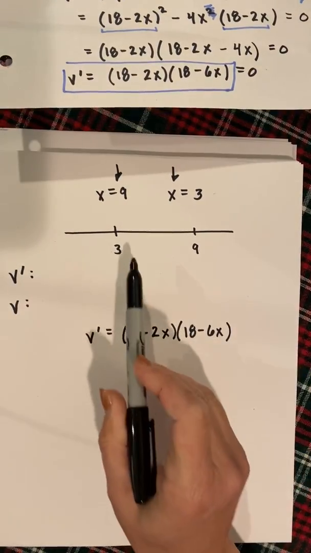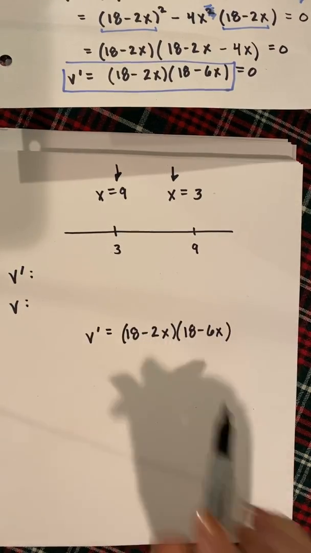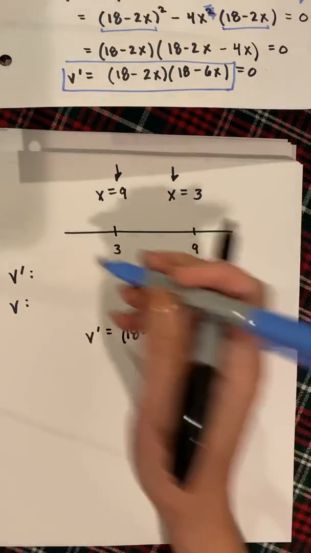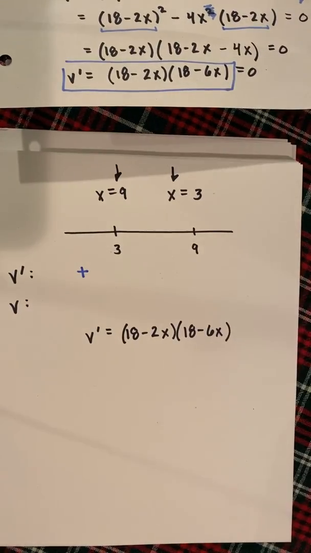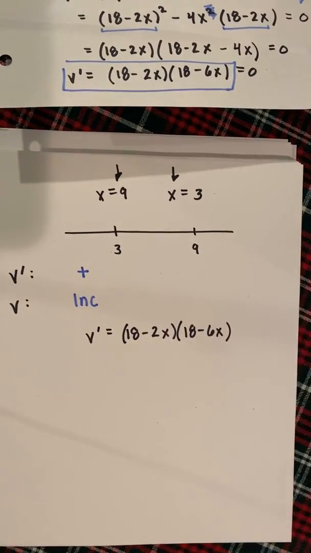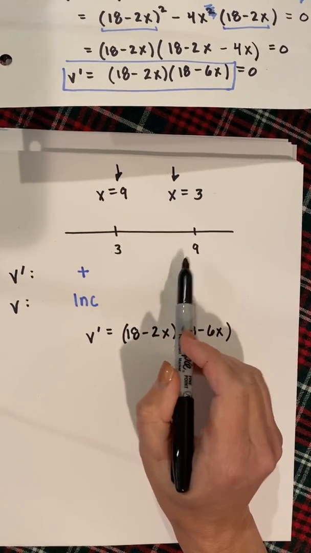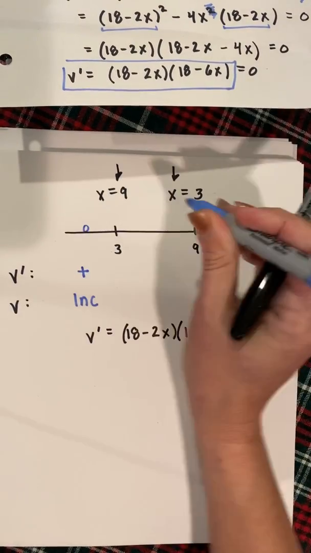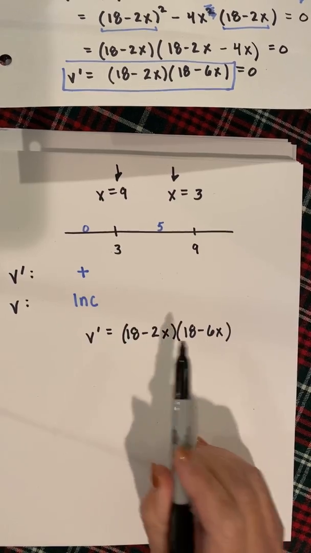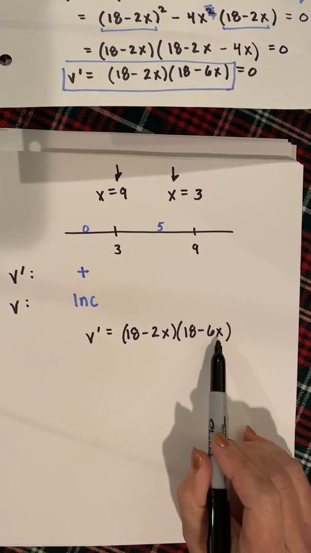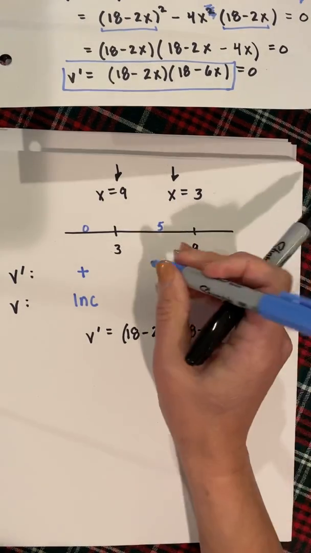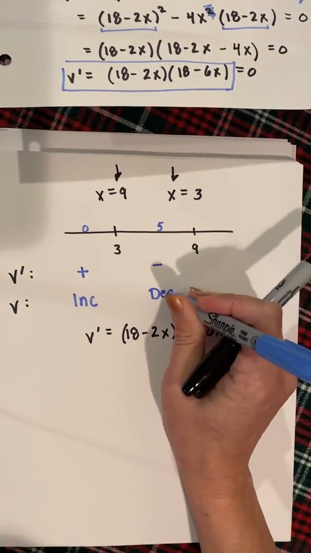So if I pick my favorite number to the left of 3, let's say 0, and I put 0 in here, I get 18 times 18. So my derivative is going to be positive. So my original function will be increasing to the left of 3. I pick my favorite number between 3 and 9. I'm just going to say 5. If I put 5 in here, I get 18 minus 10, which is 8, and then 18 minus 30, which is -12, so positive times a negative is going to be negative. So the original function is decreasing.